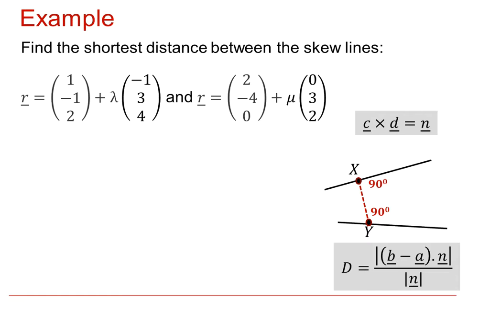In this example we're asked to find the shortest distance between the skew lines, remembering that shortest is the same as the perpendicular distance. We know that we can use the vector product to find a vector that is perpendicular to both direction vectors, for example here c and d. And we know that we can use the formula given in the formula book. First of all, then, let's find n using the vector product.